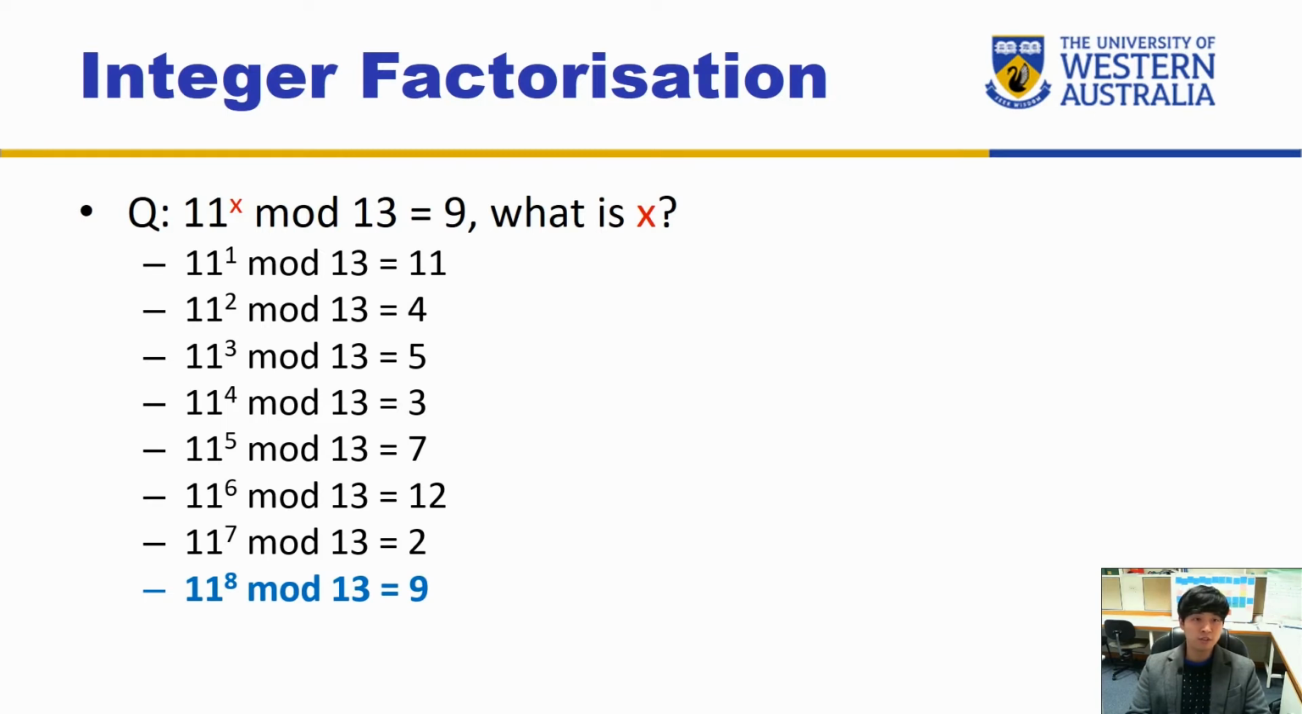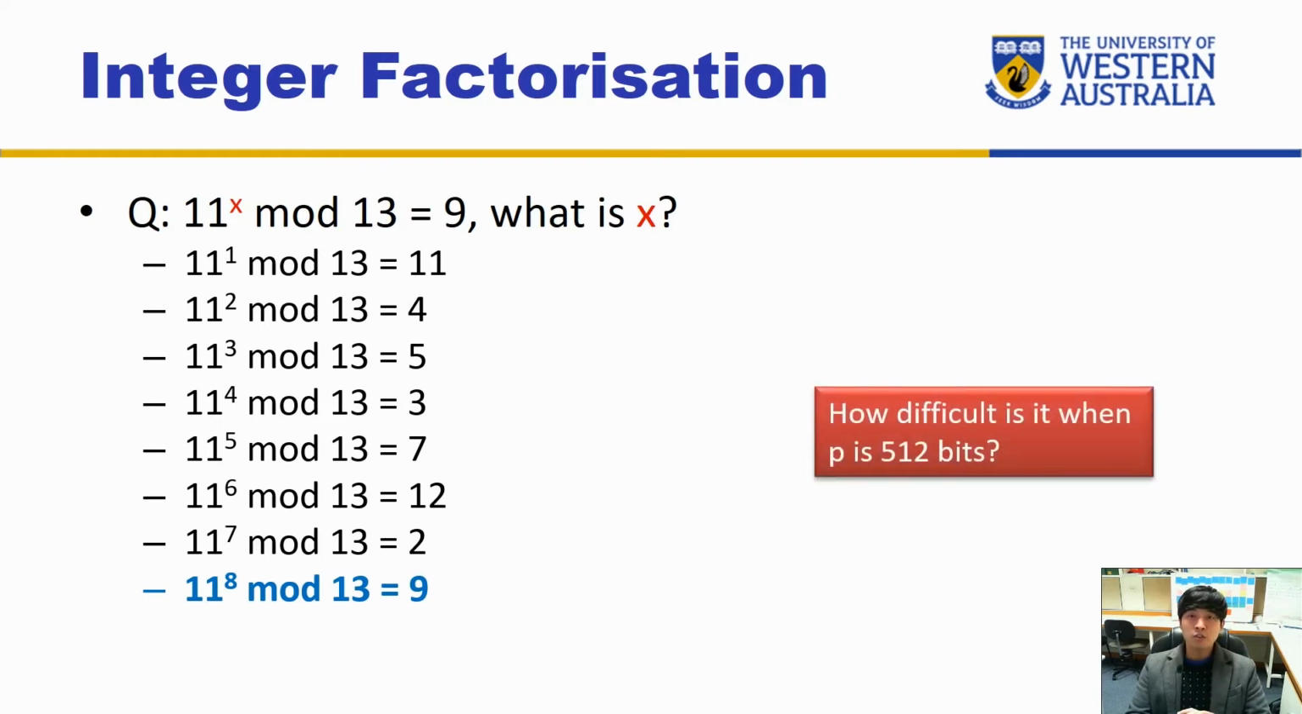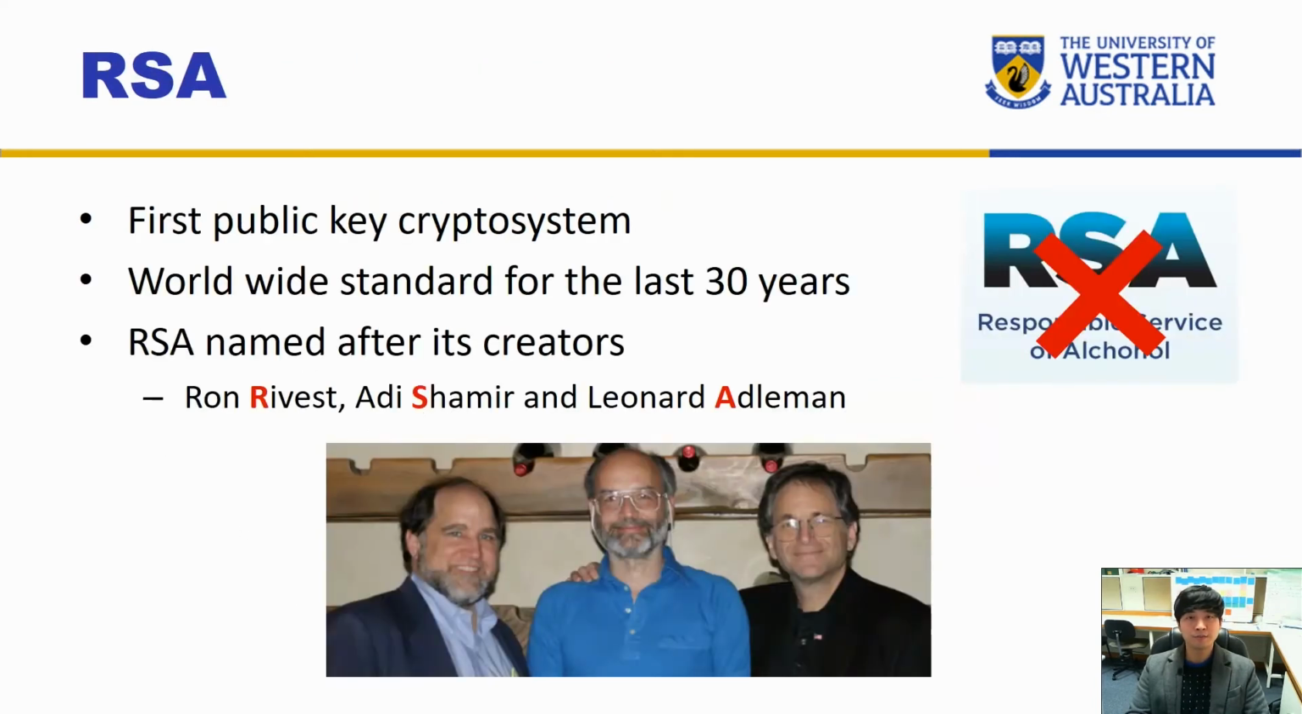It's modulo 13. But how difficult is it when p is, say, 512 bits? So 512 bits represent 2 to the 512 values, which is a very large number. If you're brute forcing this, in practice, it is not possible to crack in any feasible time. And that's what RSA is based on.